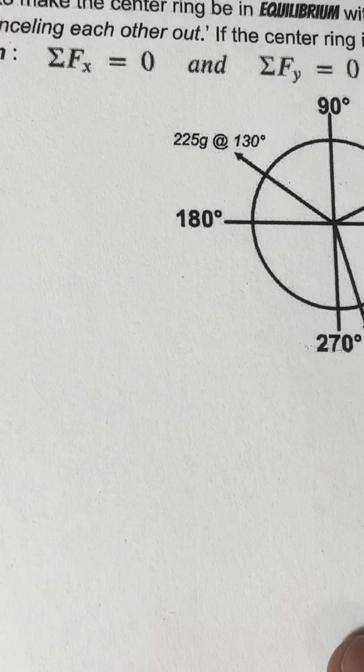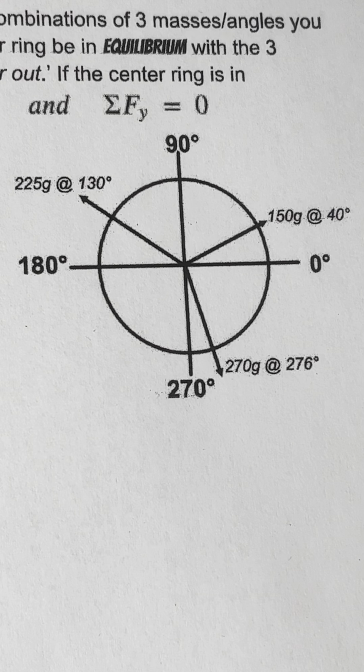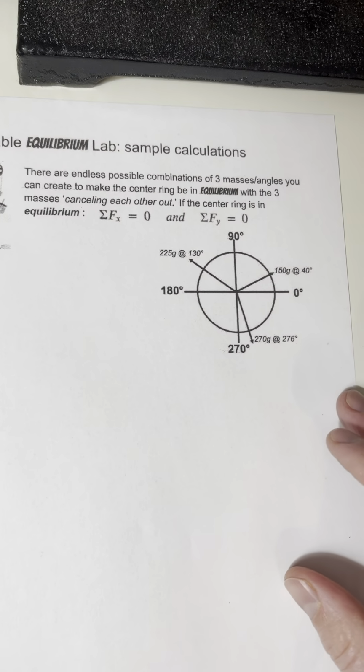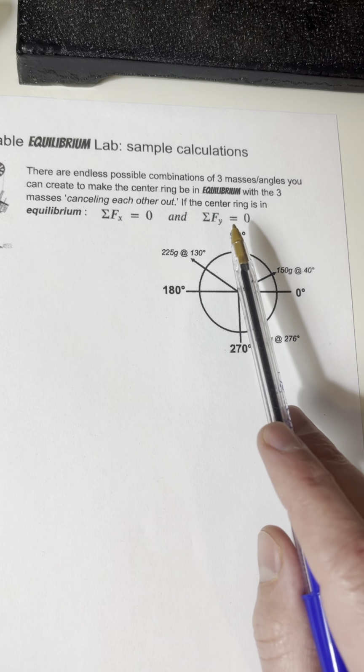Now there's endless possibilities for how you could do this, but let's take a look at the numbers for one specific situation. So we'll take a look as if we had a 150 gram mass pulling to the right at a 40-degree angle, a 225 gram mass pulling at a 130-degree angle, and a 270 gram mass pulling at a 276-degree angle. We'll look at the math for this one, and then you and your partners can do the math for your lab to see how the math supports the equilibrium that you created.